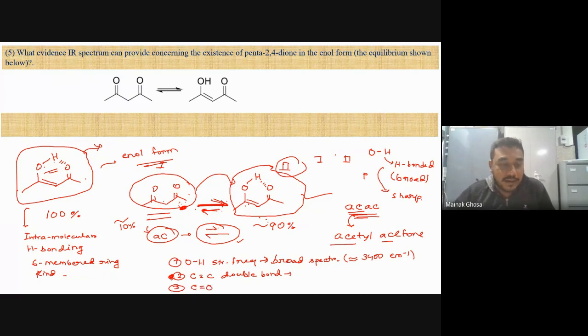Why carbon-oxygen stretching? Because here the carbon-oxygen bond is hydrogen bonded. Since it is hydrogen bonded, you will see a change in the stretching frequency. If the carbonyl is hydrogen bonded, where should its frequency come? Generally it comes at 1700, suppose 1705, almost. So if it is hydrogen bonded, where will it come? It goes to 1800 or 1600. That is enough.